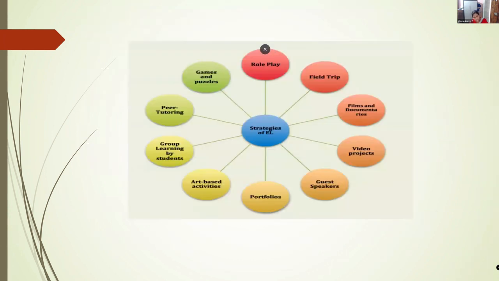So experiential learning, what are the different ways, different strategies to bring it in? They can do it by role play, field trip, films and documentaries, video projects, guest speakers, or portfolios, art-based activities, peer tutoring, many things are there. So now I'm going to concentrate on art-based activities and portfolios, because these two are the main components in our internal assessments. Is it so, teachers? So we have to understand why to do the art-based activities and why to do the portfolios. So now we will see that.